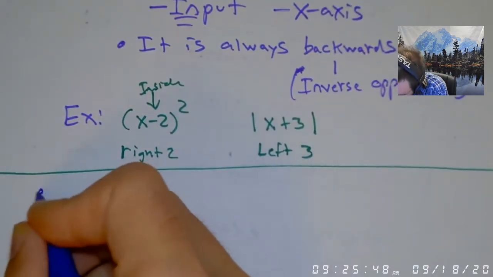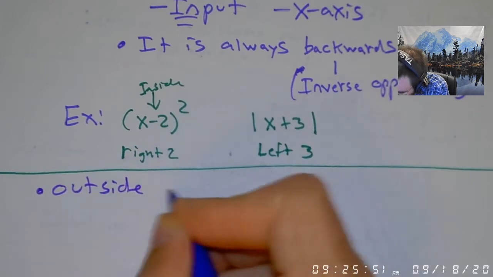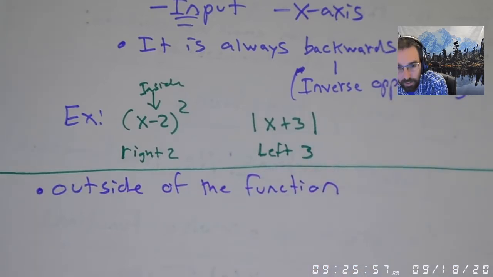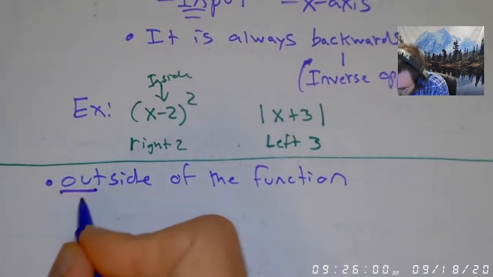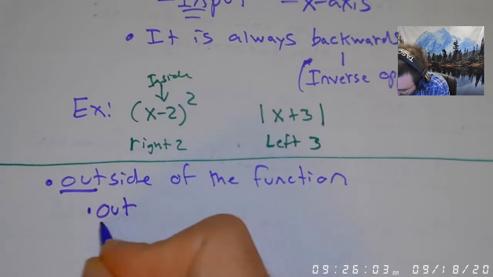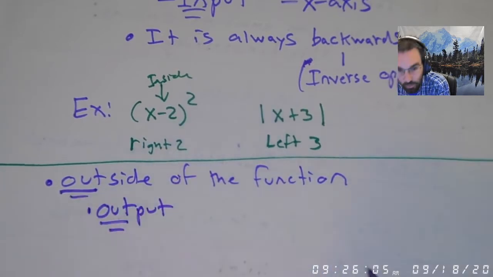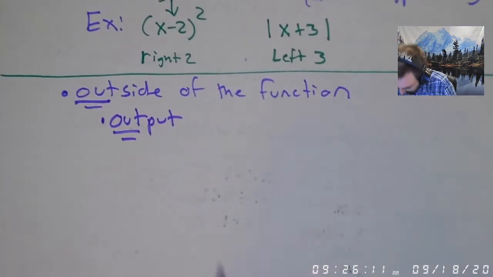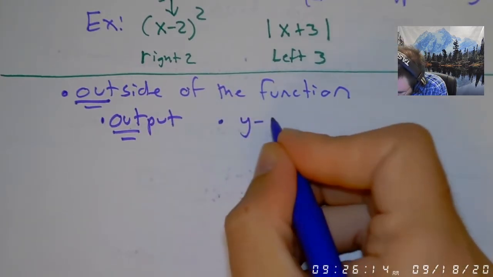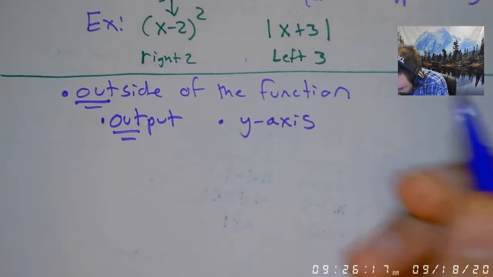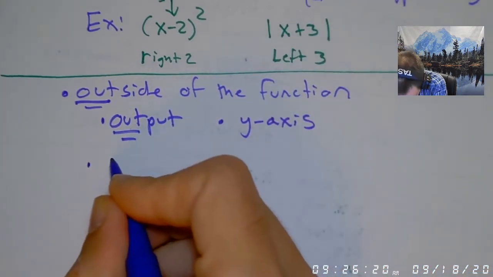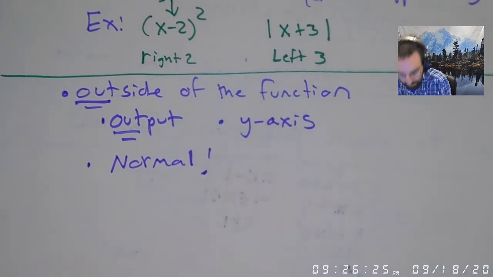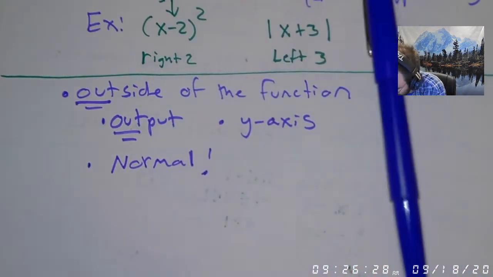Outside of the function. Okay, so just remember it has the word out in it, right? So that means it's output, right? It's kind of neat how that works, right? Outside, output. Okay, don't want to be outside right now, a little smoky. Okay, so this is the y-axis. Okay, and it is always normal, whatever normal means, right? So let's do a couple of examples of this.